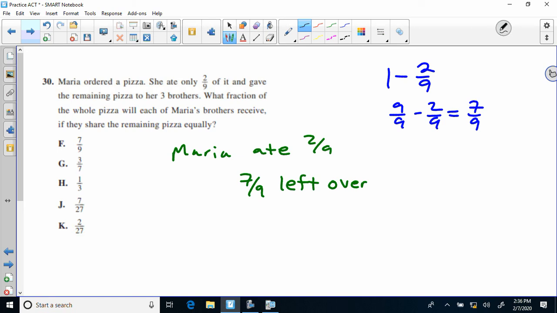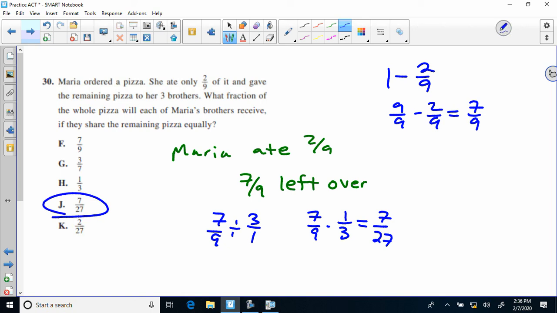So what they want you to do is 7/9. We're going to take that much of the pizza and divide it with our 3 brothers. So we're going to take 7/9 and divide it by 3. But when we divide, we have to multiply by the reciprocal, which means we do 7/9 times 1/3, and that's 7/27. If you cut the pizza in 27 little itty bitty pieces, they each get 7 of those little pieces. 7/27. So that's what number 30 is.